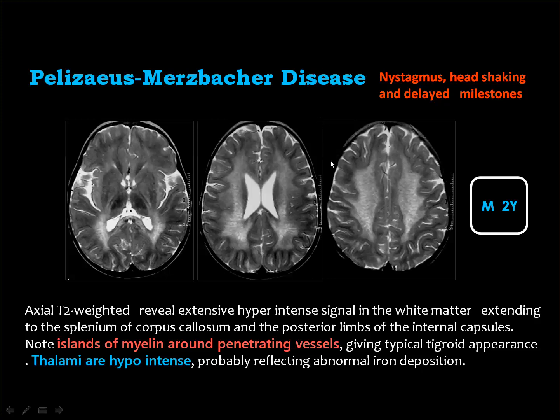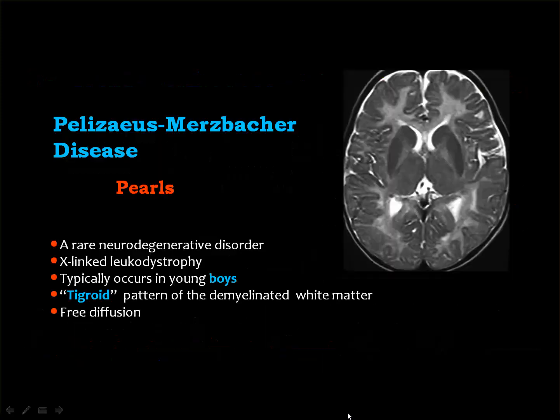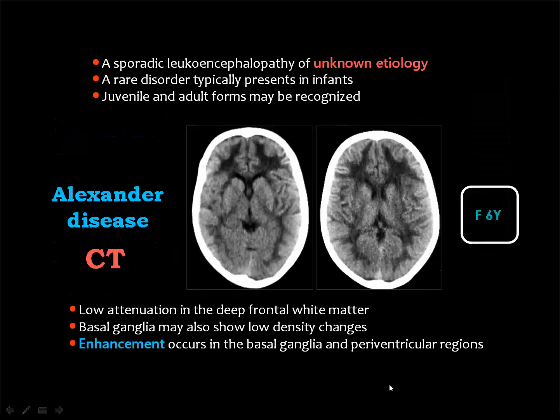Actually, in my practice I am confronted by many patients with leukodystrophies, and I don't remember that I have ever diagnosed Blasius-Merzbacher disease, but I have diagnosed many cases of metachromatic leukodystrophy. Then Blasius-Merzbacher disease is a rare neurodegenerative disorder, X-linked, typically seen in boys. It shows the tigroid pattern. It shows diffusion restriction.